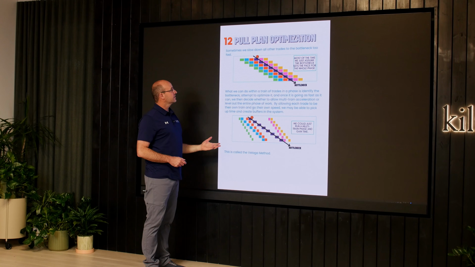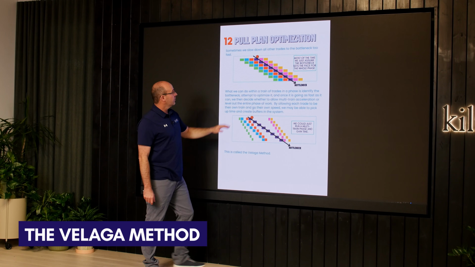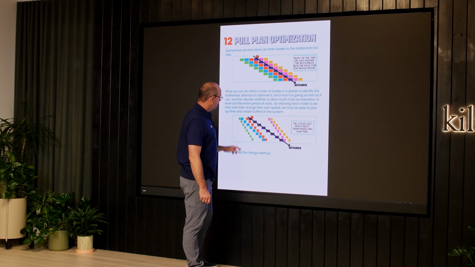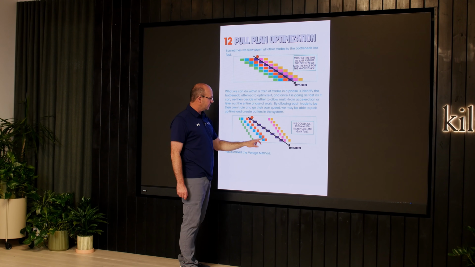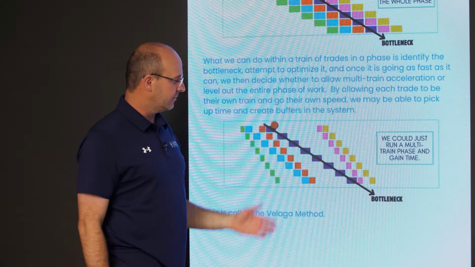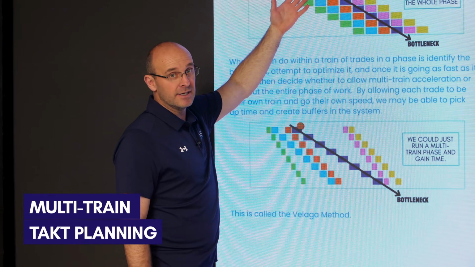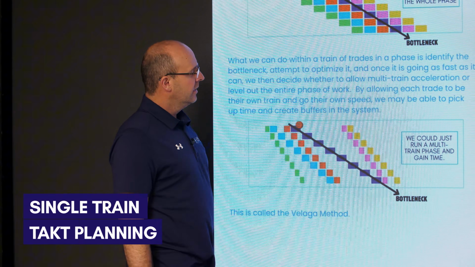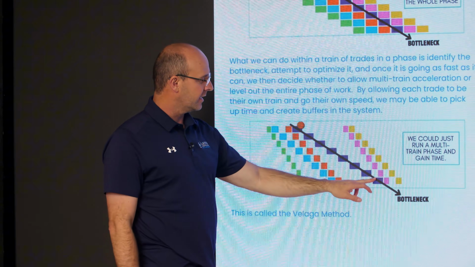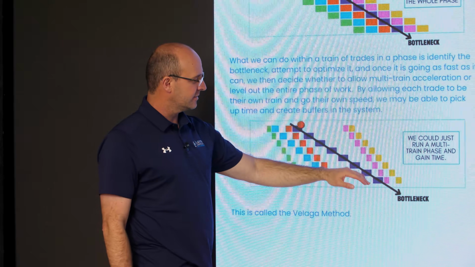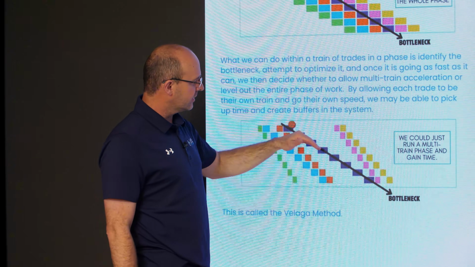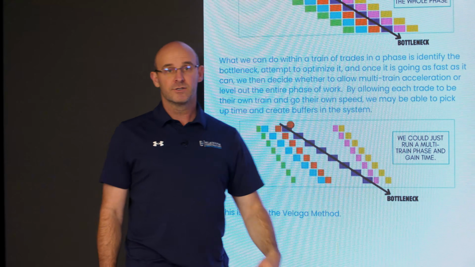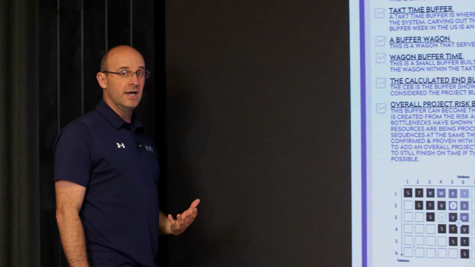And the last one is called the Vallega method, where instead of pull planning and pacing everything to your one pace setting trade, you actually allow your trades to keep their individual takt time. And this is called multi-train takt planning, as opposed to single train takt planning. So you can optimize this bottleneck, and if this is as fast as it will go, you can also consider having different takt times, which will typically pick up some time. So there's lots of ways to recover here, and it's really neat.